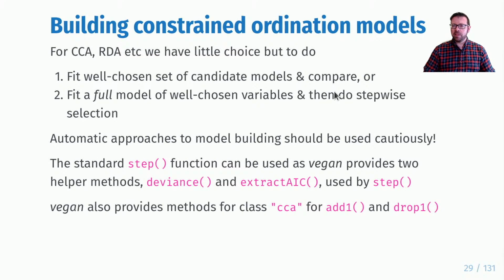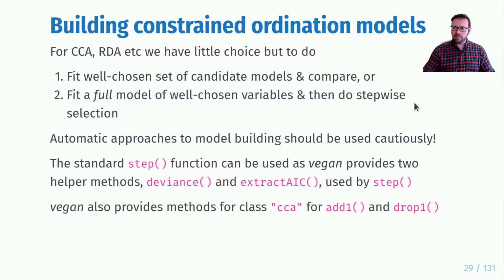Okay, so in terms of building models, we really don't have much choice other than to either fit some well-chosen model, or a set of candidate models that reflect your different hypotheses, and then compare those models in some way. Or we fit a full model of a set of well-chosen variables and then try to do stepwise selection on it. Now, stepwise selection is bad, and we should be very, very careful about using it. In fact, we would tell you not to do that in regression. We probably shouldn't do that, but it is an option here. It's the only real option that we've got to try to do model selection.